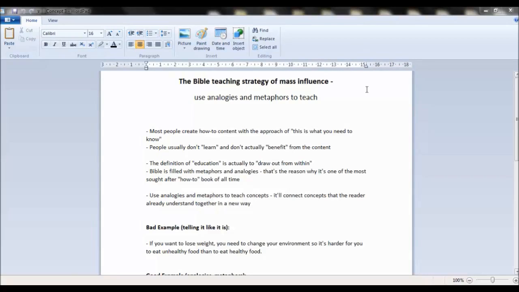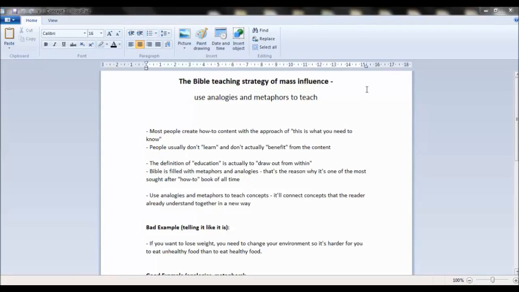This is the Bible teaching strategy of mass influence. Use analogies and metaphors to teach. Now, most people create how-to content with the approach of "this is what you need to know." All right. Now, people don't usually learn very well and don't really benefit from this style of education or this type of content. The definition itself of the word education is actually "to draw out from within."